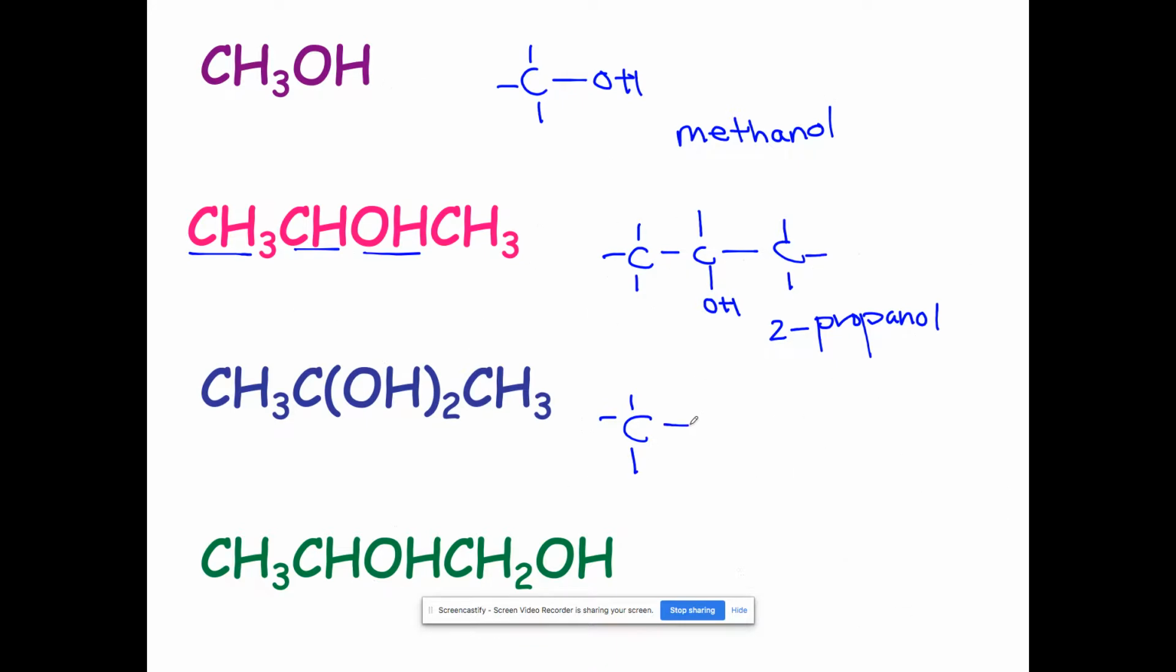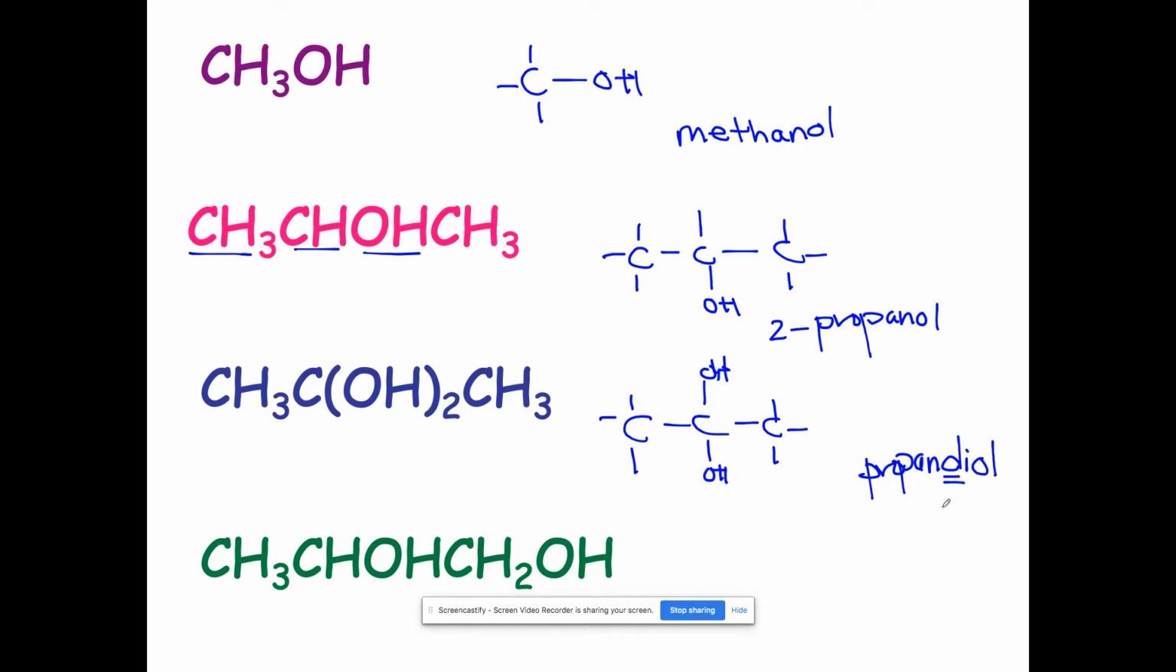CH3, C. Now, see how it says 2 groups of OH? OH here, OH here. Don't connect it to the H. Connect it to the O. That matters. CH3. This looks pretty similar to that one, except there are 2 OHs. So what does that mean? We call it a propanediol.